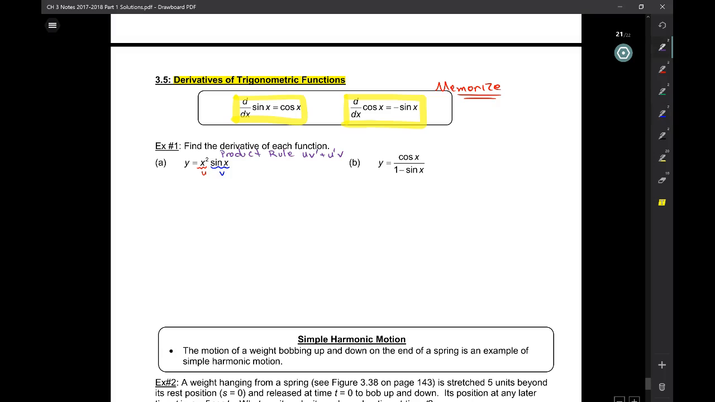So y prime, which also means dy dx, is u v prime plus u prime v. All right, so it's u, which is x squared. Now v prime, which is what? The derivative of sine, which is cosine x, plus, now we need u prime. What's the derivative of u? 2x times v, sine x. Okay, and that's actually it.